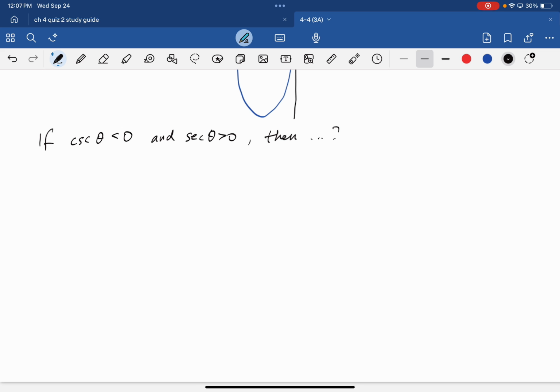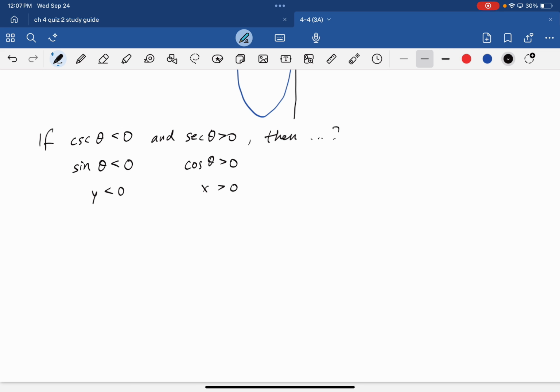Because the sine and cosecant have the same sign. If cosecant is negative, then sine is also negative, because cosecant is the reciprocal of sine. Likewise, cosine must be positive, which means that y is less than 0 and x is greater than 0.